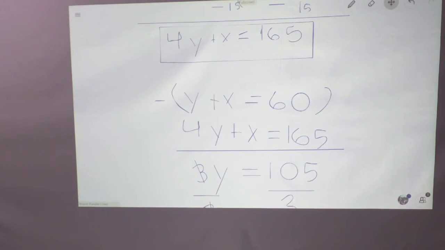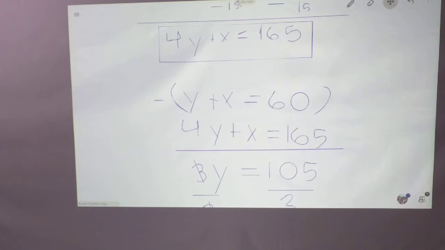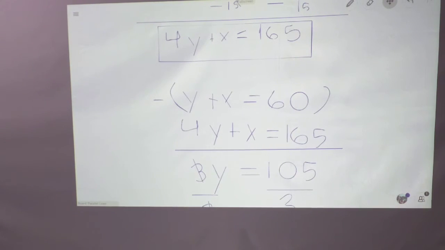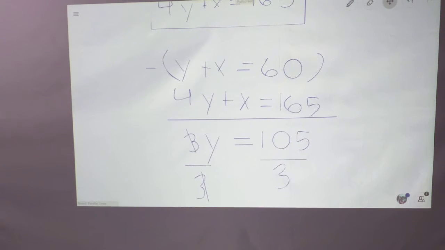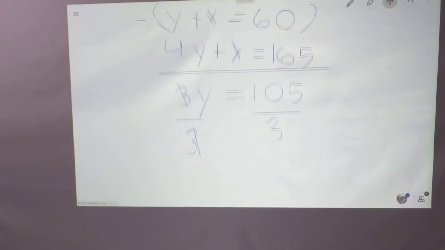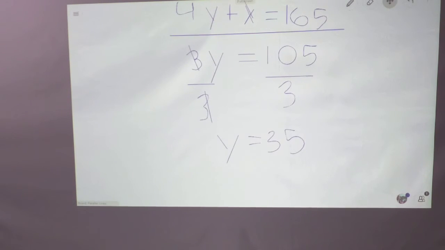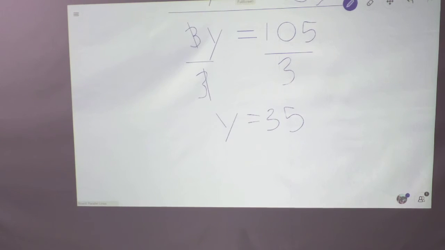Now we take the other equation we got, y plus x equals 60, and multiply by negative to eliminate x. So we have negative y minus x equals negative 60. Now we combine those two equations, and we get 3y, negative y plus 4y is 3y, and then the x cancels out. So we're left with 3y equals negative 60 plus 165, which is 105. So now we divide by 3 from both sides, and we get y equals 35.